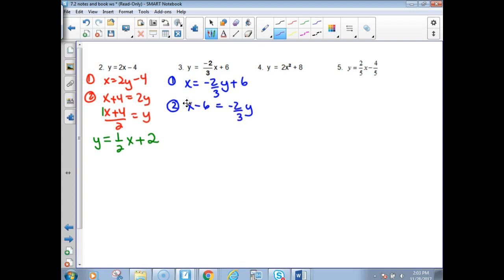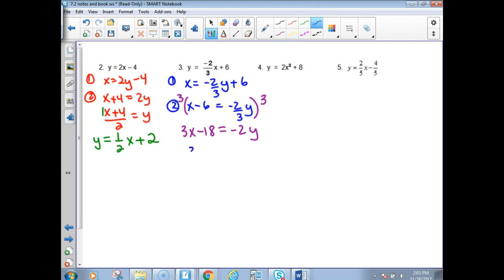I'm just going to go ahead and show multiply both sides by 3. That's going to be my first step. All right, so then I'm going to go ahead and distribute 3. I'm going to have 3x minus 18 equals negative 2y, because the 3 is canceled out on the right. And now I would need to divide by negative 2.